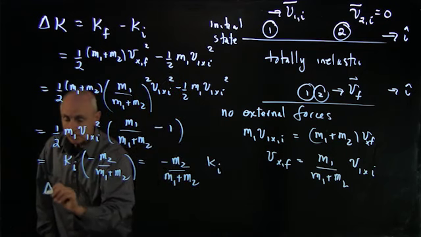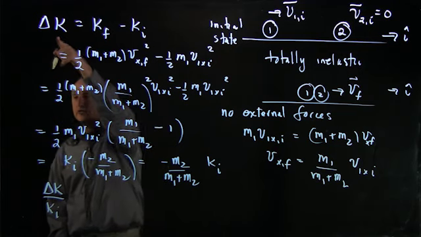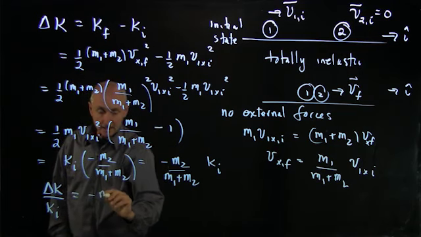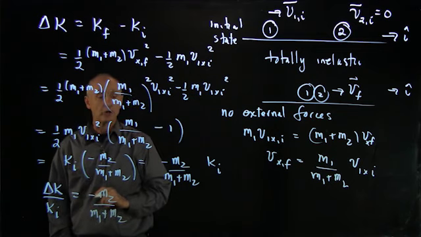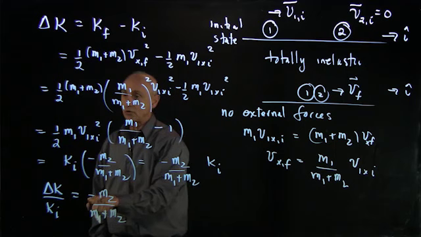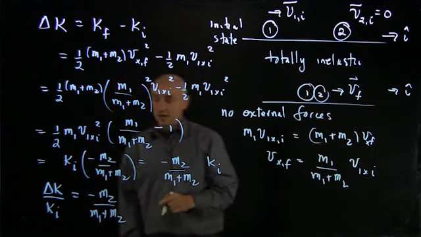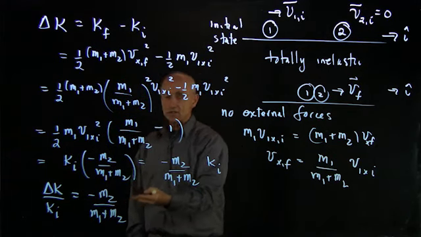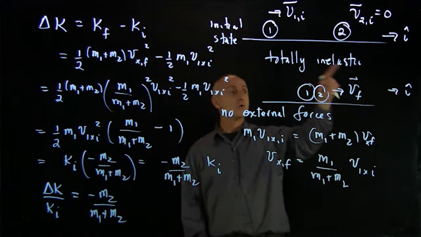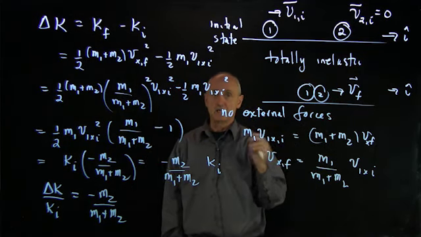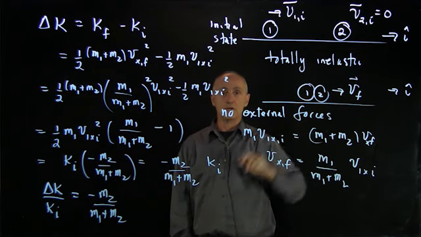In fact, if we asked ourselves, what is the ratio of the loss of kinetic energy to the initial kinetic energy, that just depends on the mass ratio of our two objects. In particular, it should be a minus sign because the kinetic energy is decreasing. And so this is the fact. It's very transparent now that in a totally inelastic collision, the kinetic energy is not constant. Where did that energy go? It went into other forms of energy.